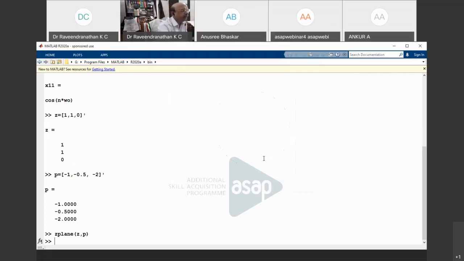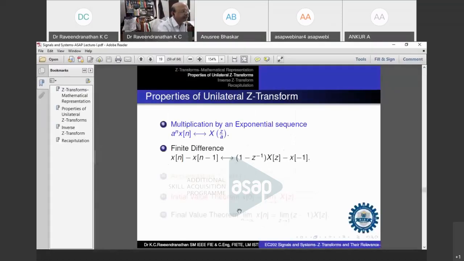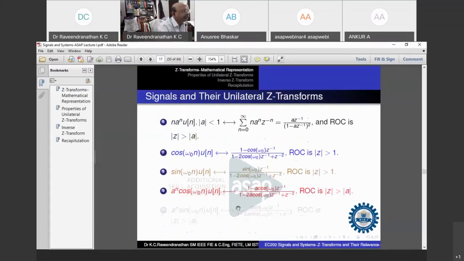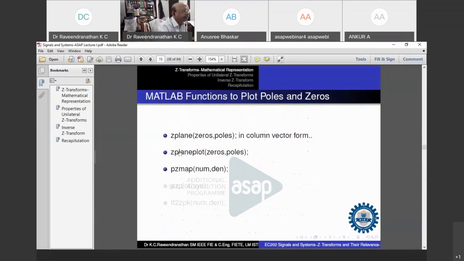Similarly, we can use the other functions also, which we have discussed. I think I have also mentioned some other functions, right? Z line plot, Z map, and so on. So in the case of Z map function, we have to represent the transfer function as a numerator and denominator instead of poles and zeros, right? And we also have the function PZ plot, where a particular discrete system is defined in the state space model. You can ask the system to plot it.